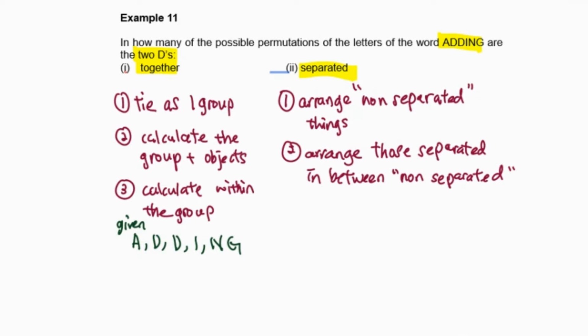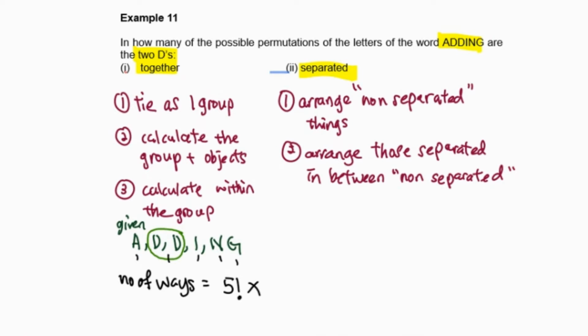Therefore, our first step is to tie these two D's together as one group. Then second step, we will calculate the arrangement. So the arrangement here will be one object, two objects, three, four, five. So I have five objects to be arranged.